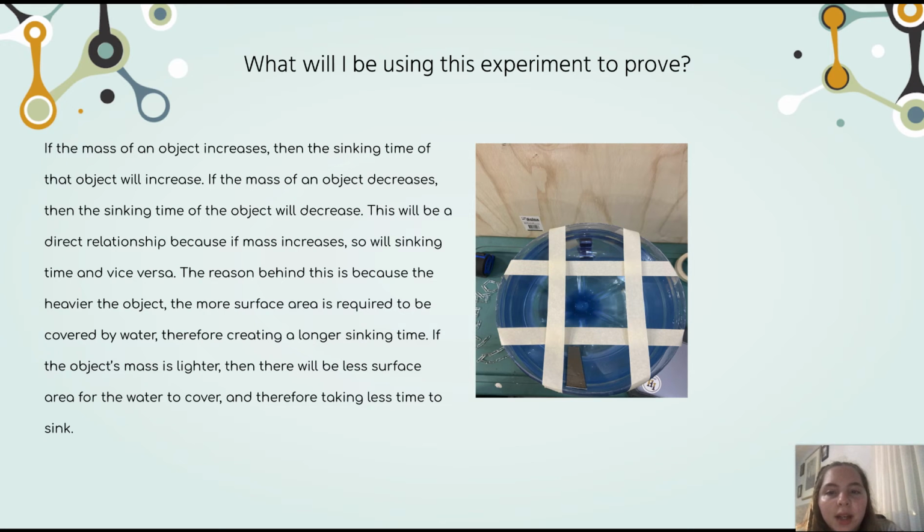If the object's mass is lighter, then there will be less surface area for the water to cover and therefore taking less time to sink. In my image, you can see that the water container has a designated sinking spot, is being measured by a ruler for the distance, and I'm using paper clips as my object to sink. The water temperature is about room temperature, just slightly colder.